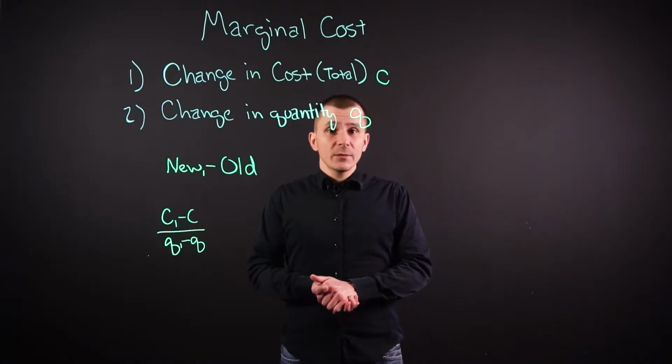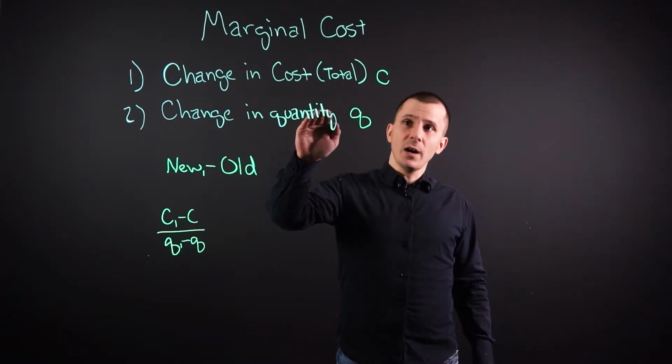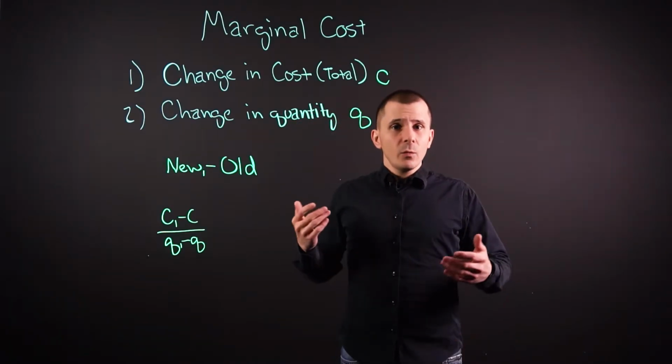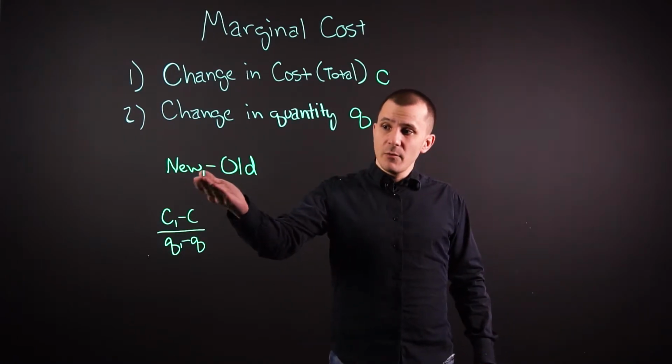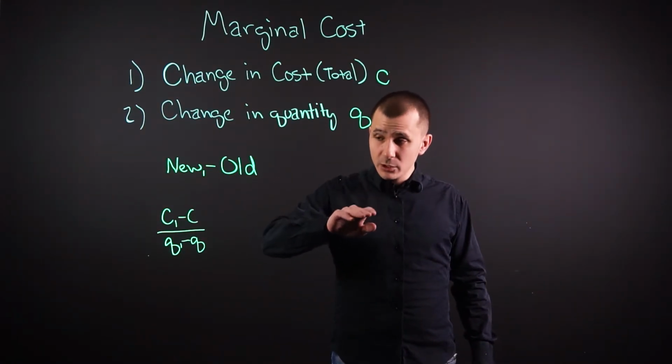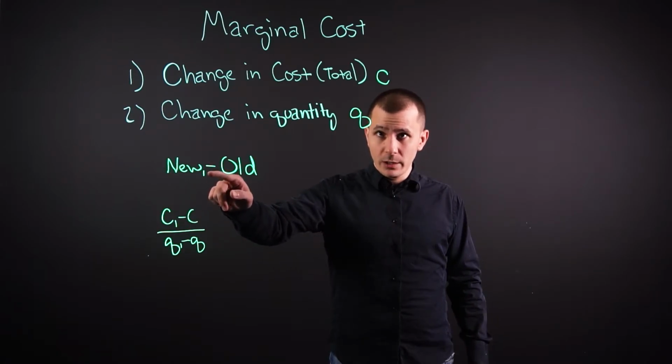All right, so what's the first step here? The first step is that we need to calculate our changing cost, C. Well, what is the changing cost? We need to take our new minus our old. Now, mind you, before we get started here, new is going to be prime, with our 1 here.